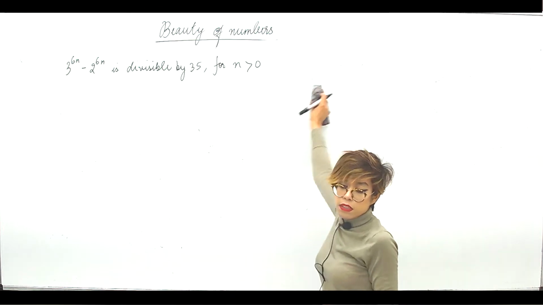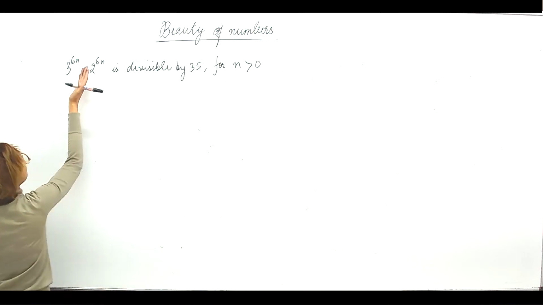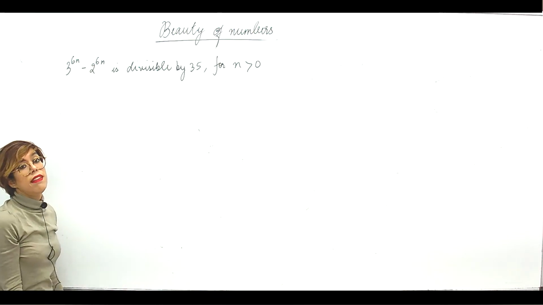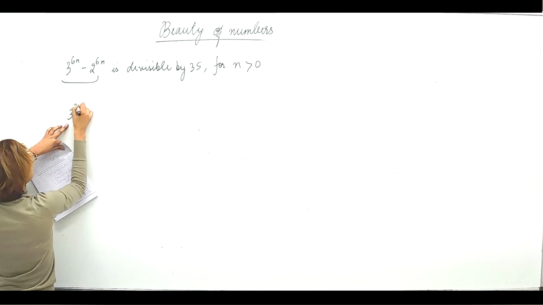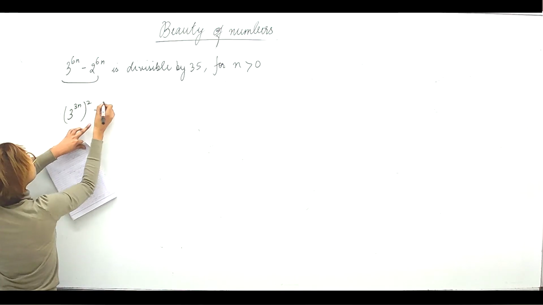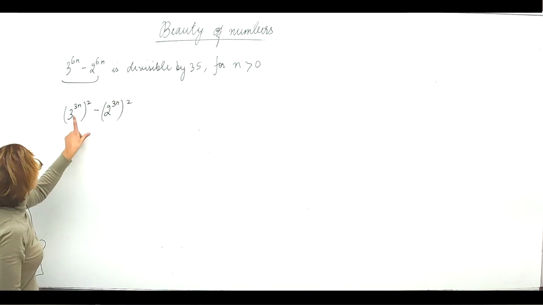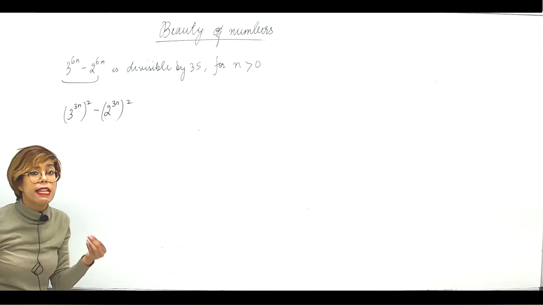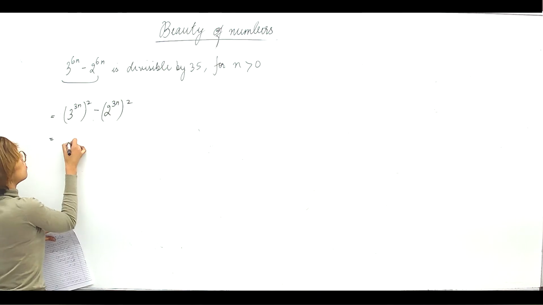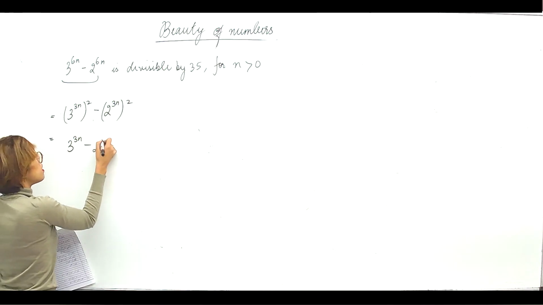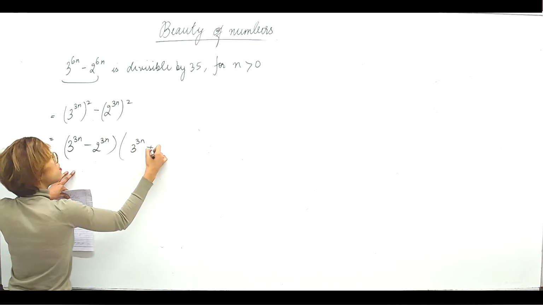So these pretty factors should be visible. Come on, 3 raised to 6n minus 2 raised to 6n. It's so tempting to write this as 3 raised to 3n whole square minus 2 raised to 3n whole square, right? Because x square minus y square gives the easiest factors that we know. So this is nothing but x minus y into x plus y: 3 raised to 3n minus 2 raised to 3n, into 3 raised to 3n plus 2 raised to 3n.